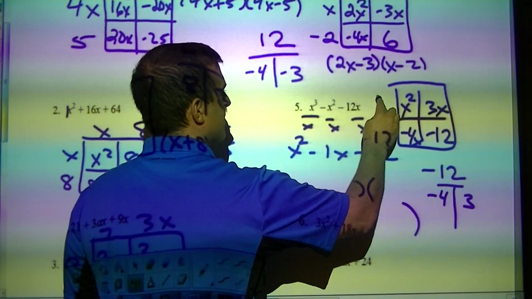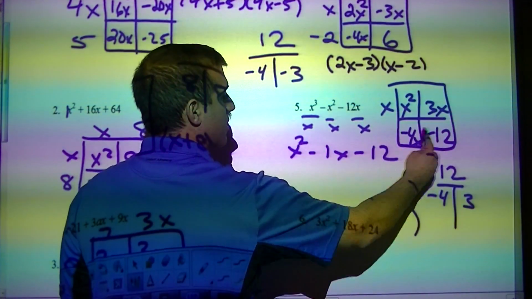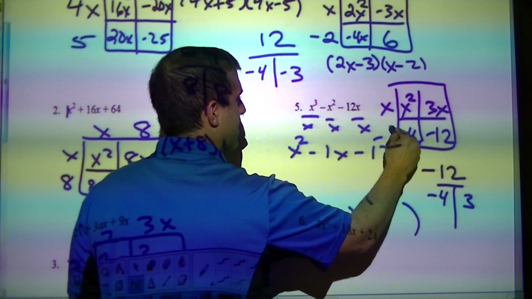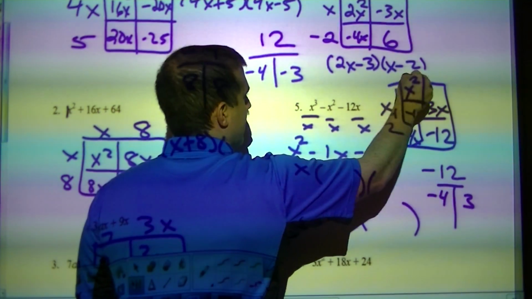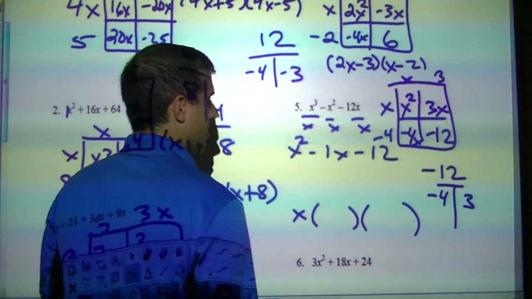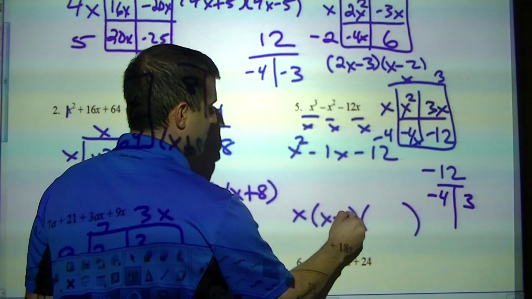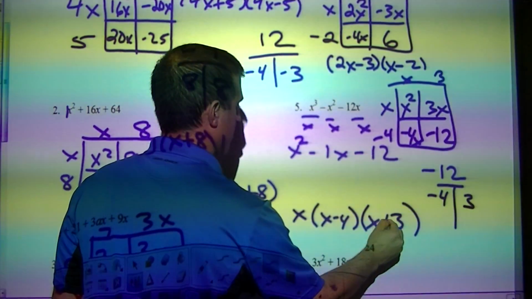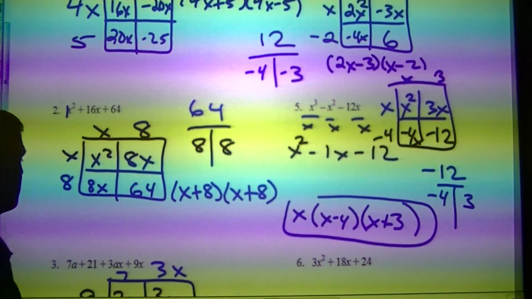If I'm looking across, I can take out an x, but no number. Looking across, no variable, but I can take out a negative 4. Looking this way, I can take out x, but no number. This way, I can take out 3. So my answer is x times x minus 4 times x plus 3. And those are the factors of this one.